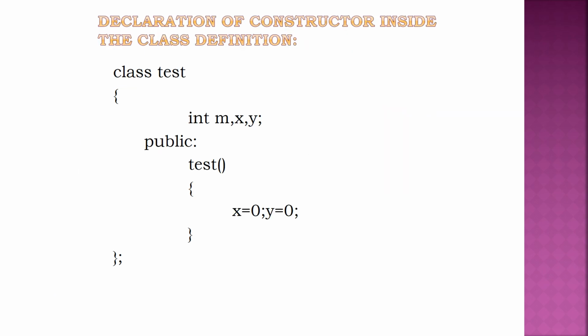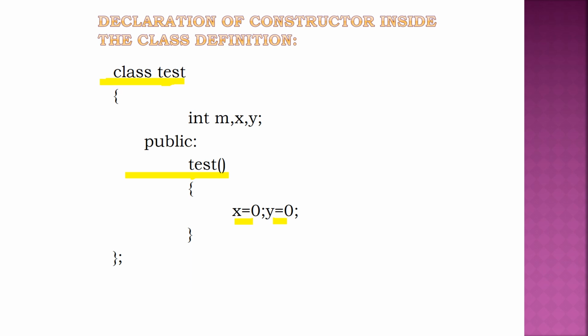Here we have an example for constructors. I have created a class called Test, which consists of three data members: m, x, y. By default, they are considered private. And I have created a constructor called Test, using the same name as the class, and I have initialized two values for x as well as y. I have initialized x equals 0 and y equals 0.